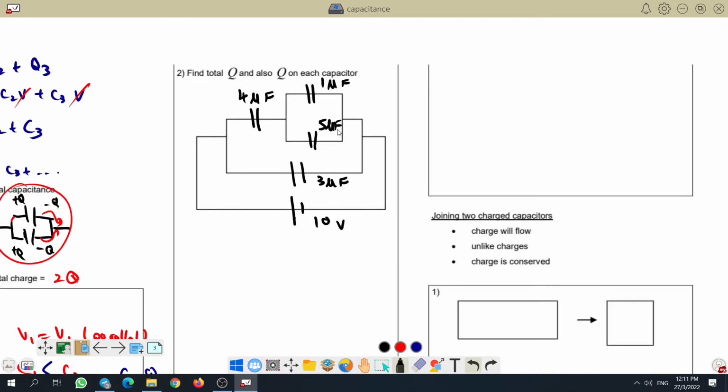Okay, so this one, find total Q and Q on each capacitance. So you apply everything that you know. So there will be total Q. Di situ dulu, sir, is 54 microcoulomb. The others I just put the value here. Nanti mau check lah. So this is 30. This is 4 microcoulomb. This is a 4. This is a 20. This is a 24. 54 microcoulomb. This is a 24. Okay.